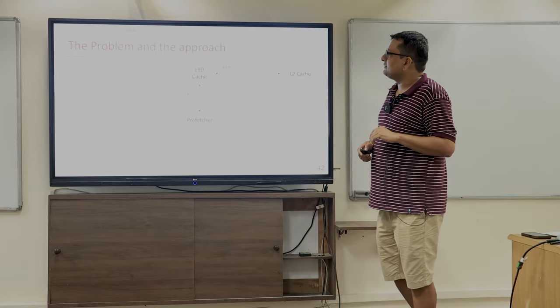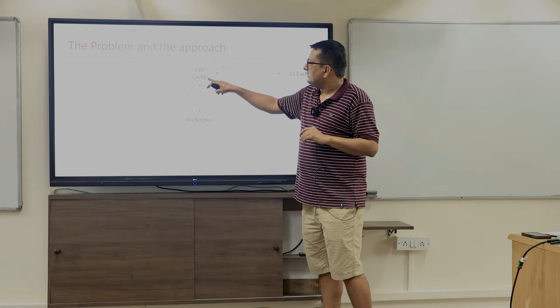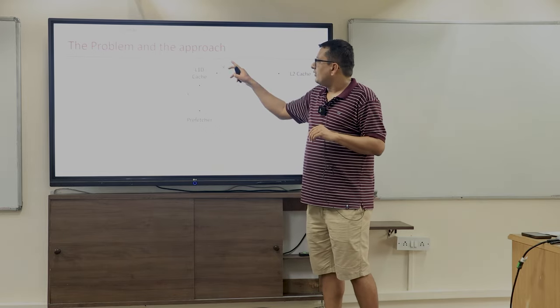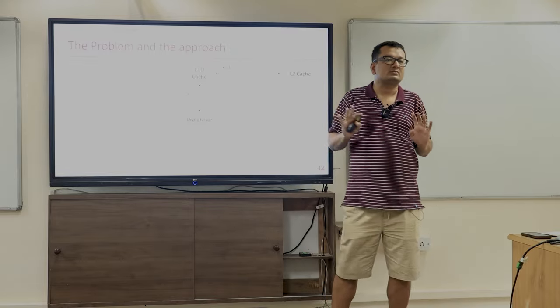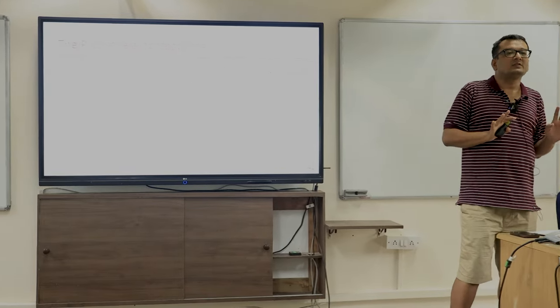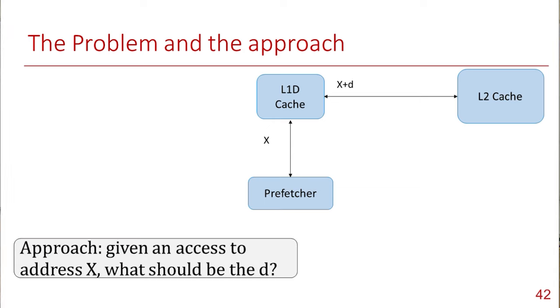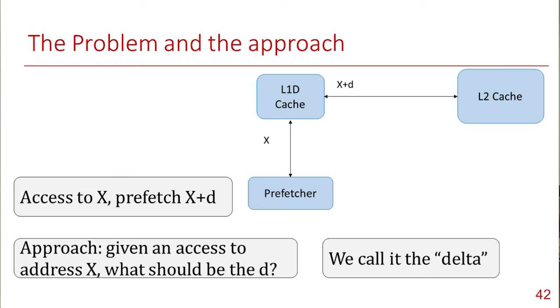We started asking the question in a pretty simple way. We said, every time this guy gets a request, let's say the request is for address X, what should I add to this address and prefetch so that this guy will get a hit in the future? Is the question clear? The question is, what should be the delta that I should add to my address so that the future request will get a hit? Pretty simple question, right? That's what we ask. We call this D as delta.